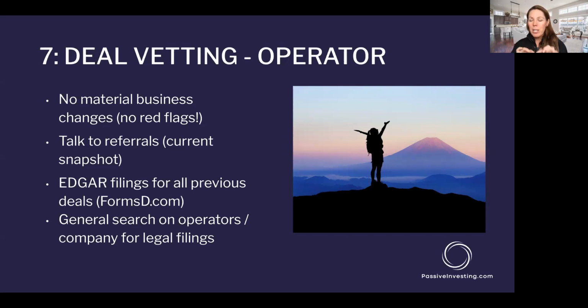Now, legally, I would go online and Google the company name and put the word legal, or the founders' names and legal. Make sure nothing has cropped up, like negative press or legal filings or anything like that. You'd be surprised what can happen.